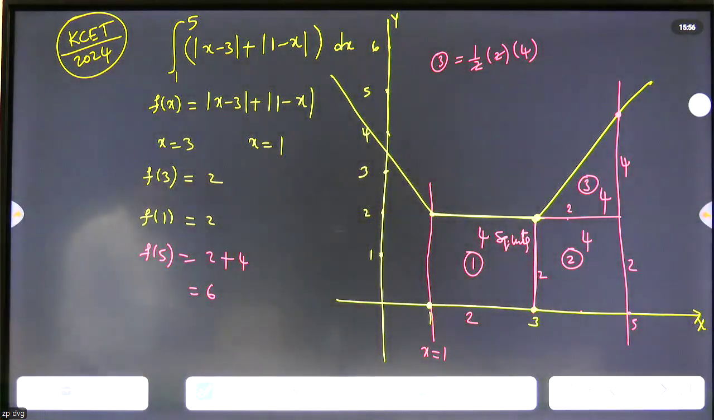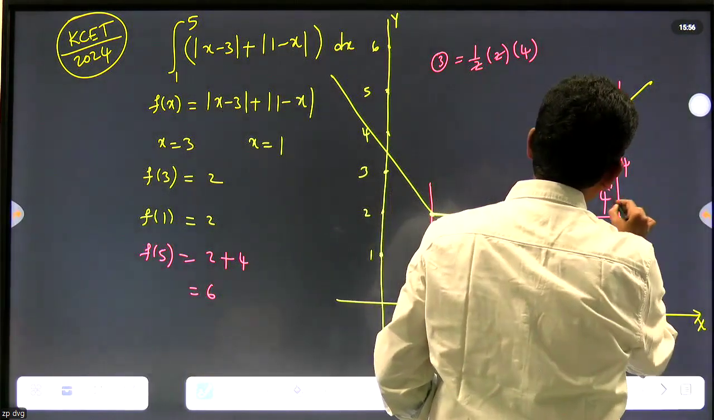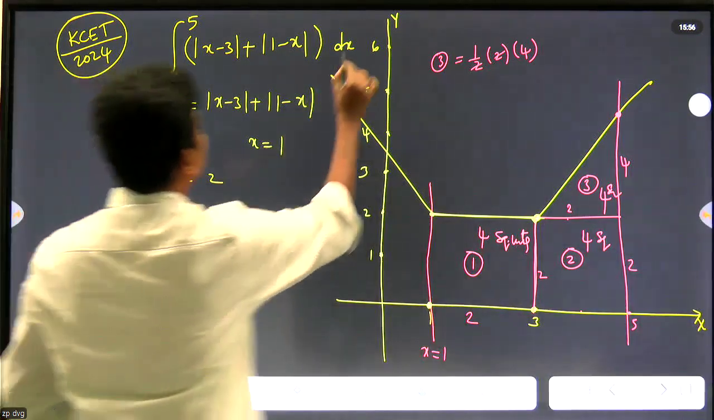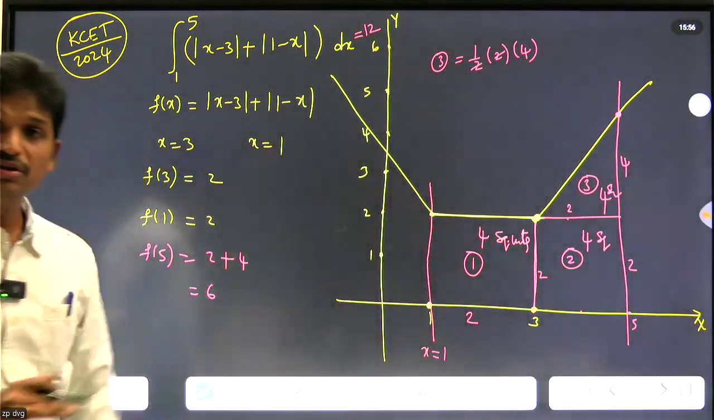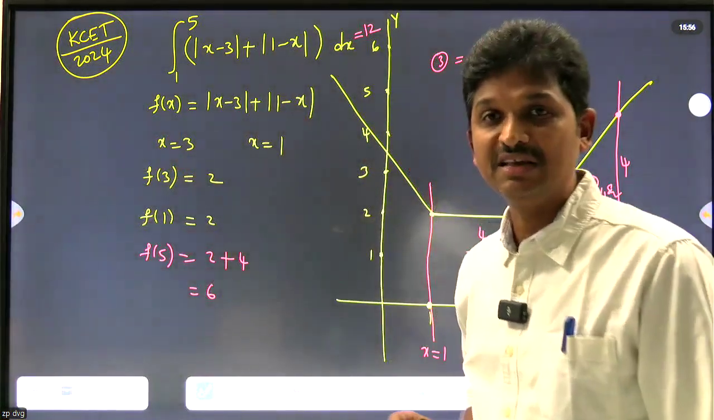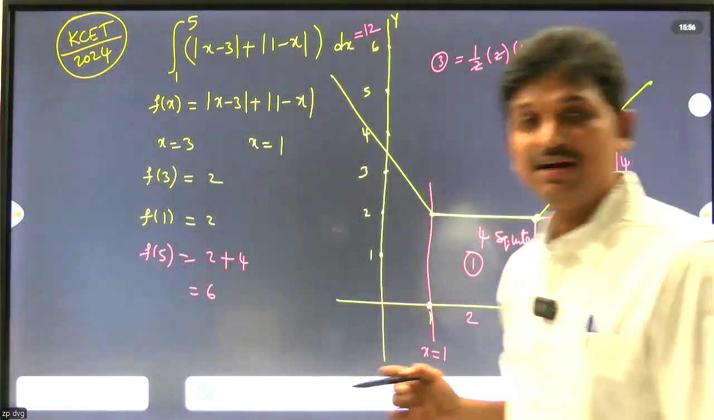So what is the total area? 4 square units, 4 square units, 4 square units: 4 plus 4 plus 4 is 12. So the required area is 12 square units. If we do this problem by the direct method, you check how much time it takes. If you know the graph method, this is the easiest way of doing this problem.